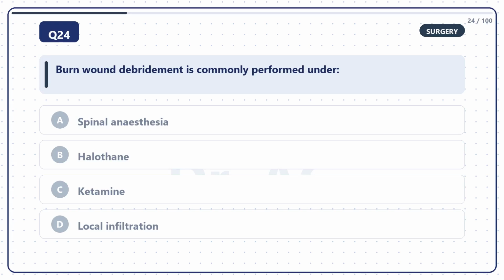Question 24. Burn wound debridement is commonly performed under option A. Spinal anesthesia. Option B. Halothane. Option C. Ketamine. Option D. Local infiltration.